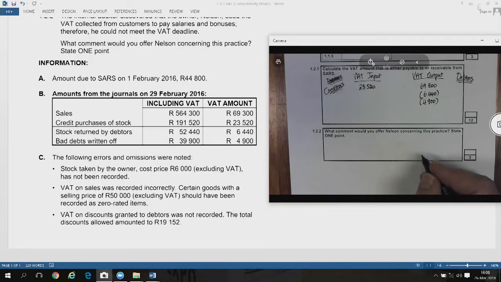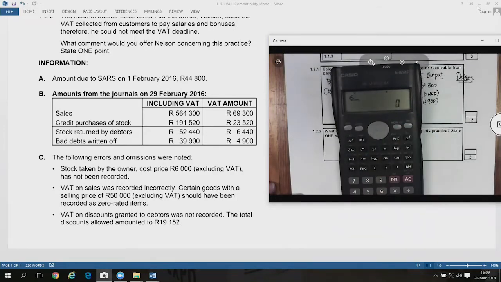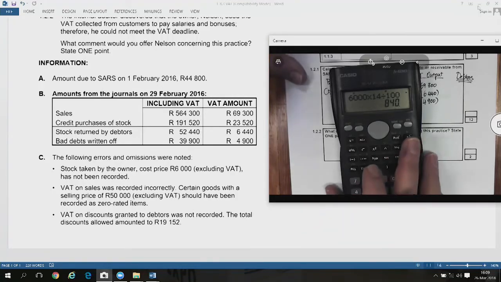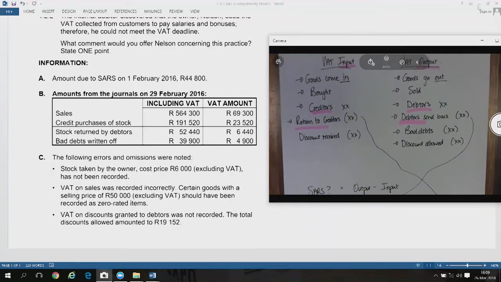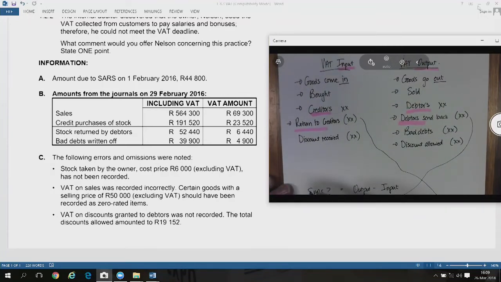The following errors and omissions were noted. Stock taken by the owner was not recorded. The cost price is 6,000 Rand. We must quickly calculate 6,000 times 14 over 100. That gives us 840 Rand. I just want to quickly go back there. Where do I put drawings? I put drawings on this side.